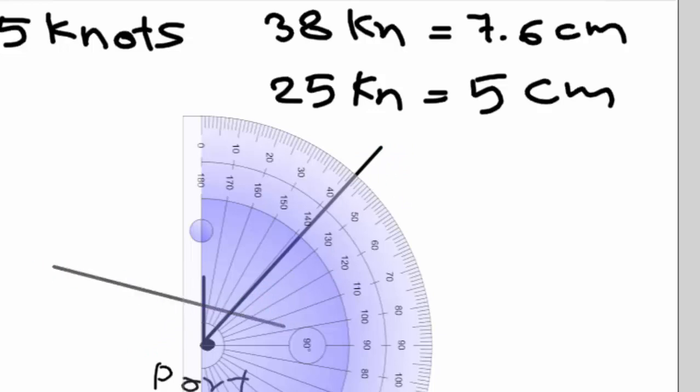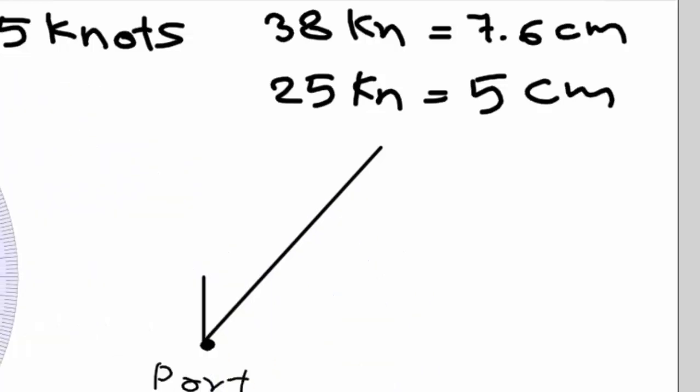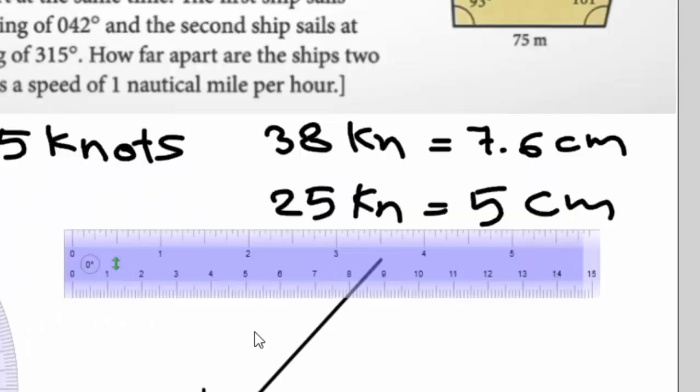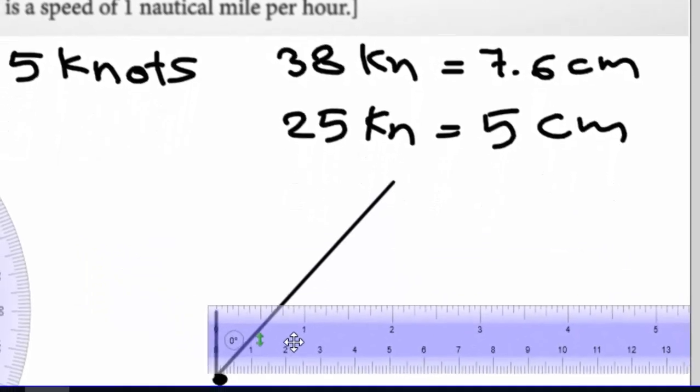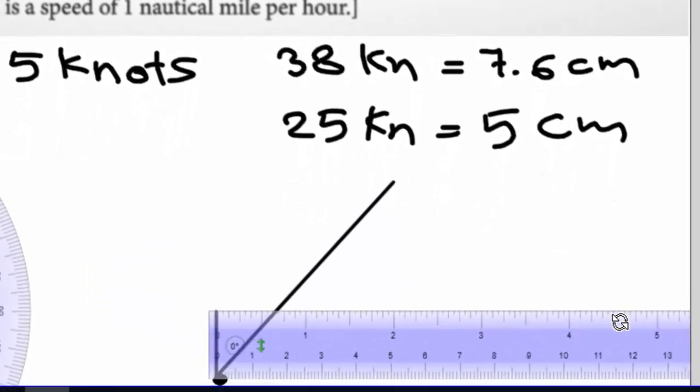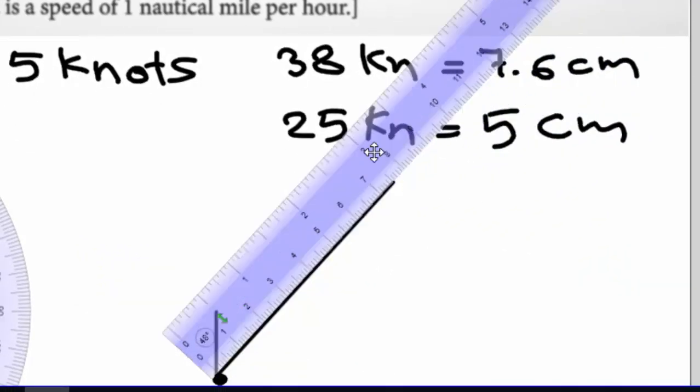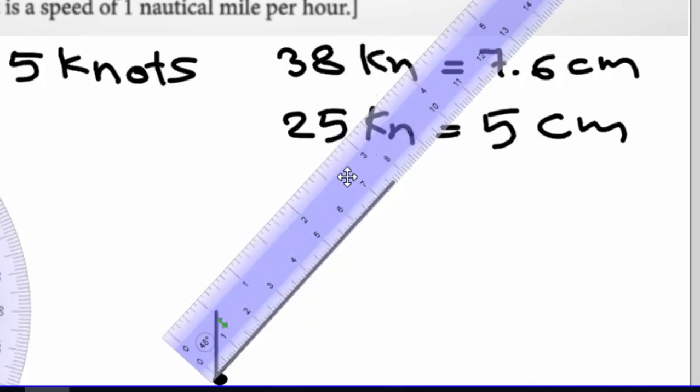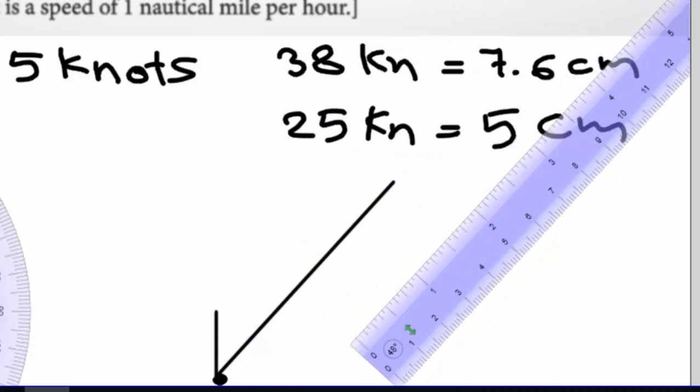So it means a ruler is necessary. Get the ruler. Is this line 7.6? Let's see. This line is 7.6 centimeters. Good. The first ship is right here.